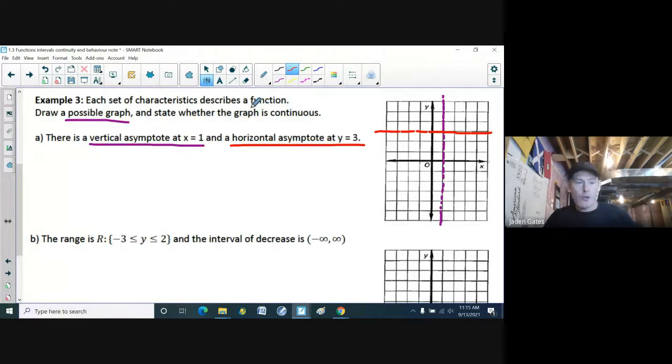Now we have to draw a function, which means this thing has to pass the vertical line test. So I'm just going to sketch something in there. These are the asymptotes. So let's see, I could draw a line right here.